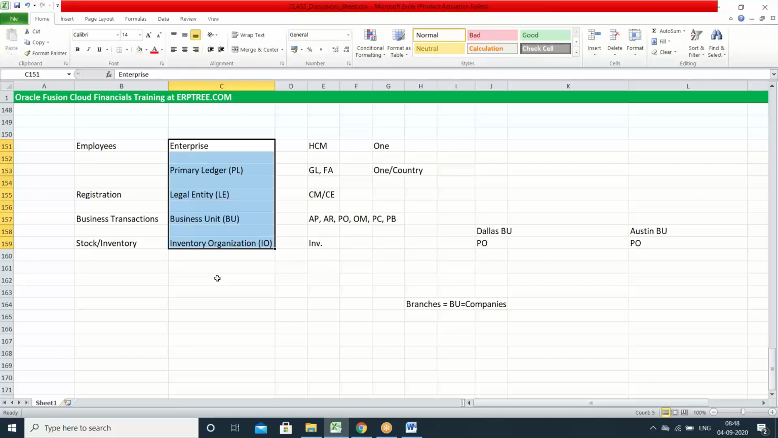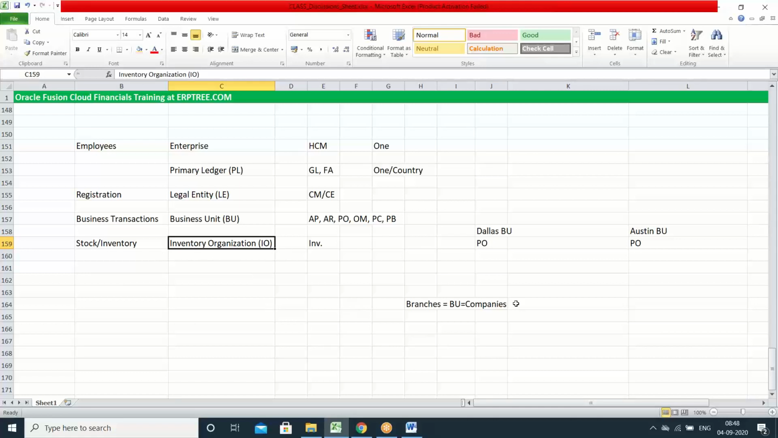How many enterprises? Only one. The business may be in one country or 100 countries, only one enterprise. How many primary ledgers? For each country, one primary ledger. How many legal entities? How many registrations they have? Those many legal entities. How many business units? How many branches they have? Those many business units. How many inventory organizations? How many warehouses they have? Those many inventory organizations.